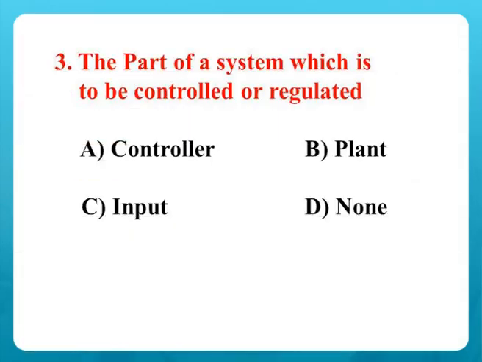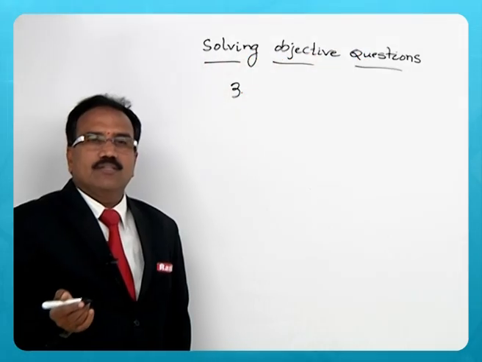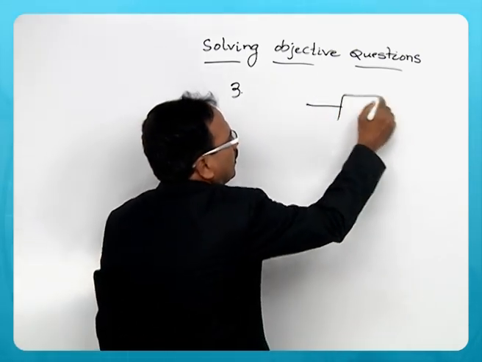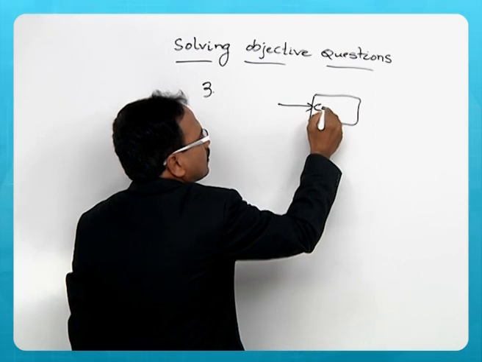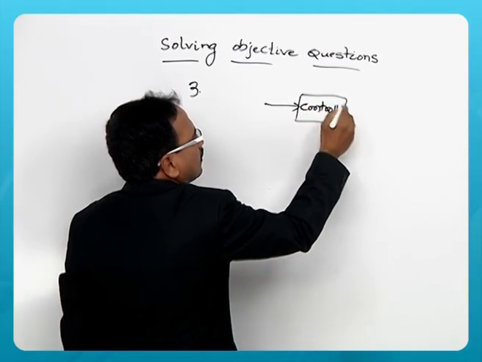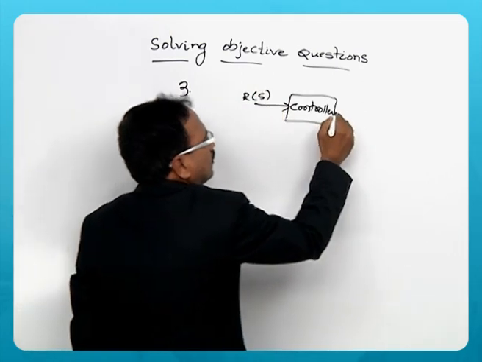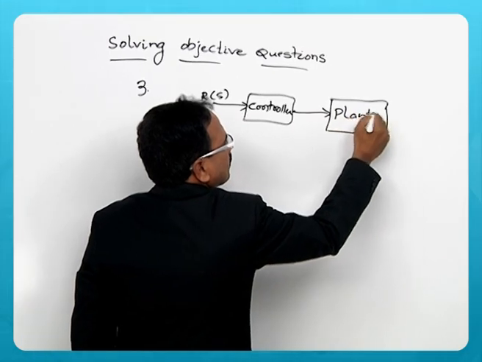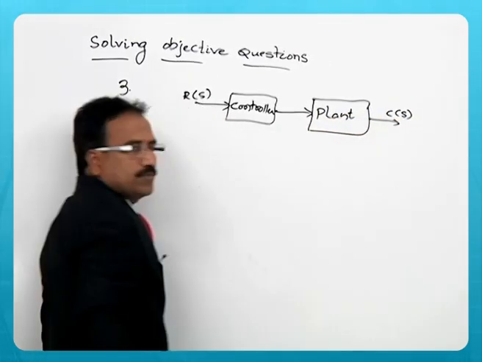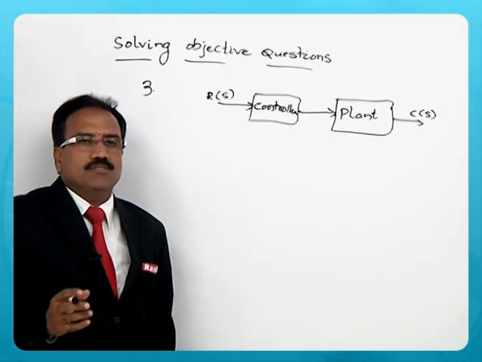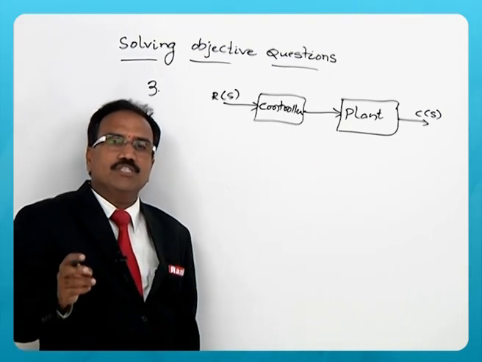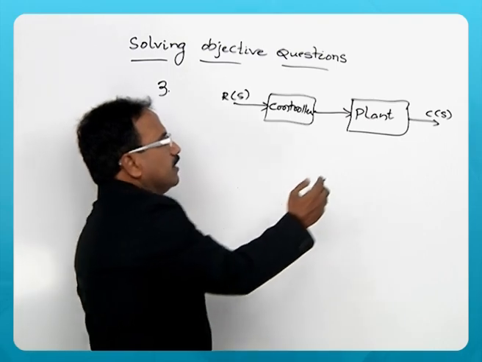The question 3, the part of a system which is to be controlled or regulated. What is it? Is it a controller, plant, or input? So generally any control system is represented like this. It will have a controller, then there will be a plant or process, then output. So here, these are the components of a control system. So the part of a system which is to be controlled or regulated is a plant.